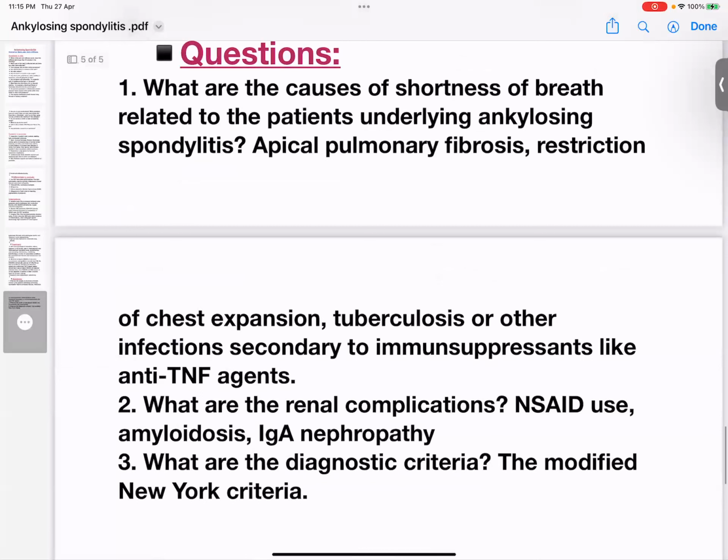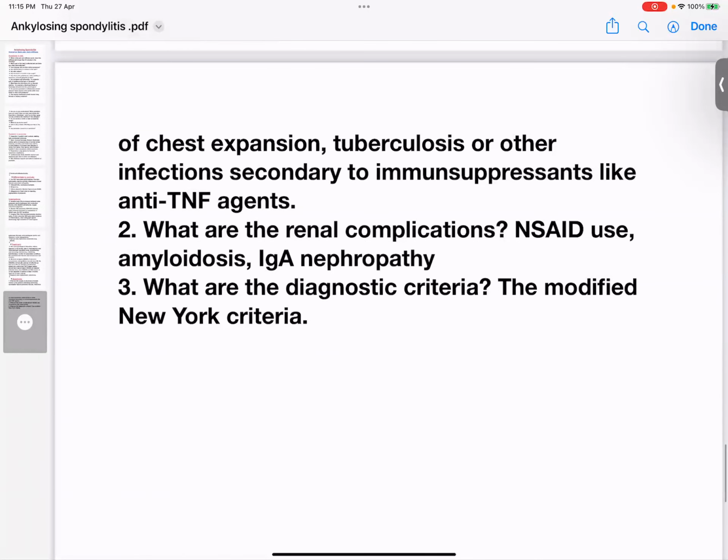What are the causes of shortness of breath related to ankylosing spondylitis? Apical pulmonary fibrosis, restriction of the chest expansion, this mechanical obstruction, tuberculosis or other infections secondary to immunosuppression and the use of anti-tumor necrosis factors, the biological treatment. That's why you should examine the patient for tuberculosis, to exclude the presence of tuberculosis before starting biological treatment.